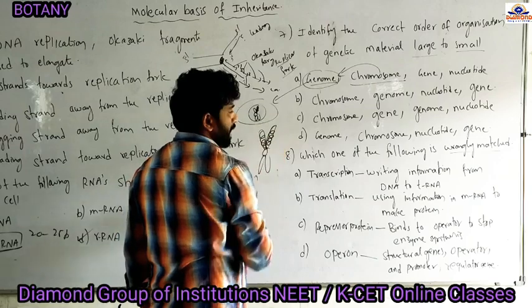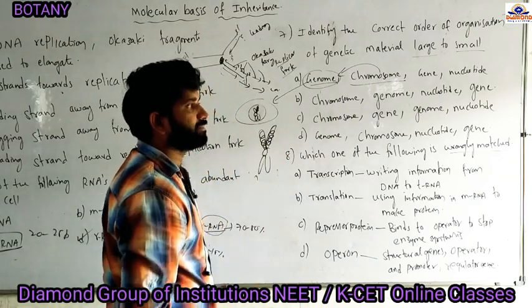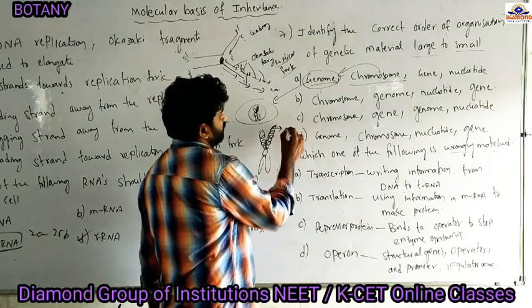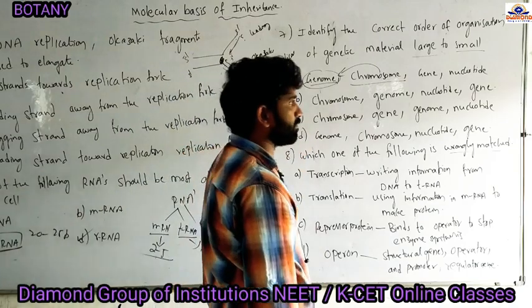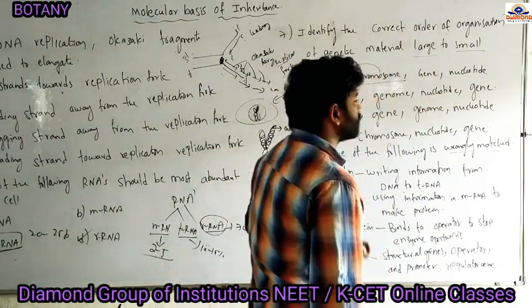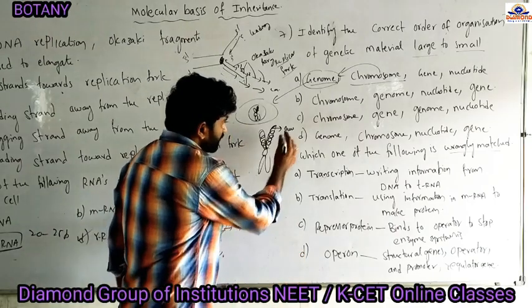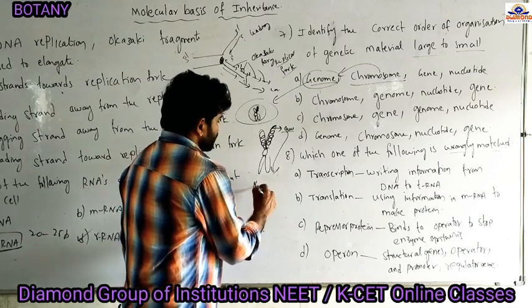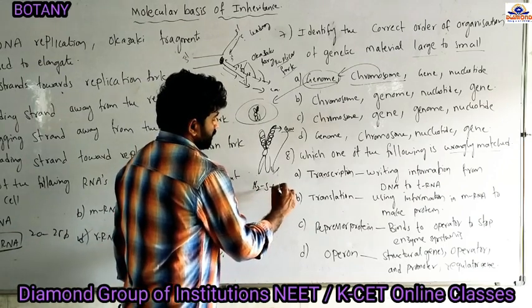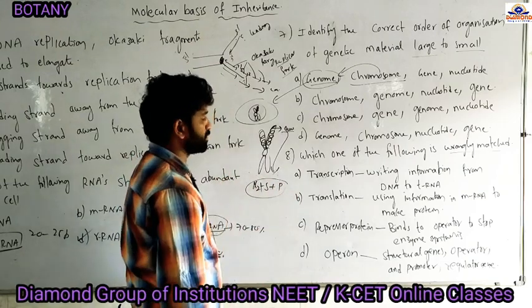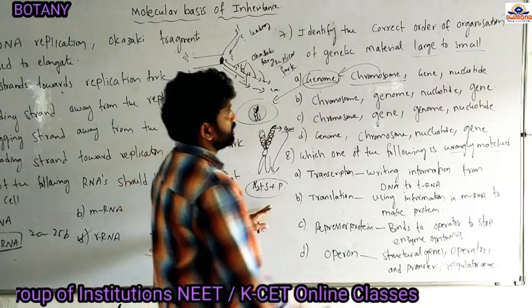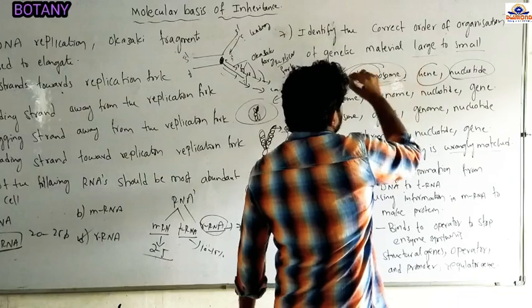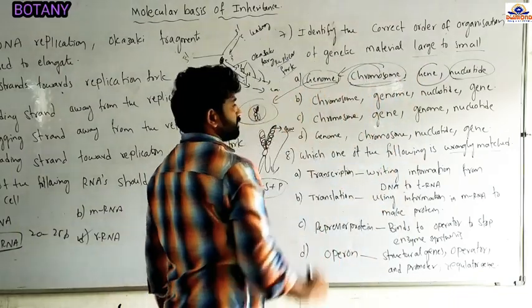DNA or genetic material is packed with the help of nucleosomes. Now in the chromosome, a small segment we call a gene. It can store genetic information. And the nucleotide: genes are made up of nitrogen bases, sugar, and phosphate molecules. Nitrogen base plus sugar plus phosphate molecule we call a nucleotide. So the nucleotide is smaller than the gene, the gene is smaller than the chromosome, and the chromosome is smaller than the genome.